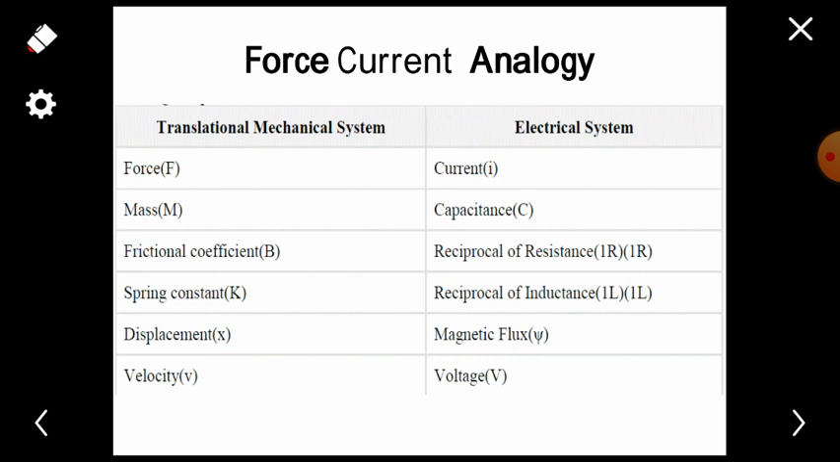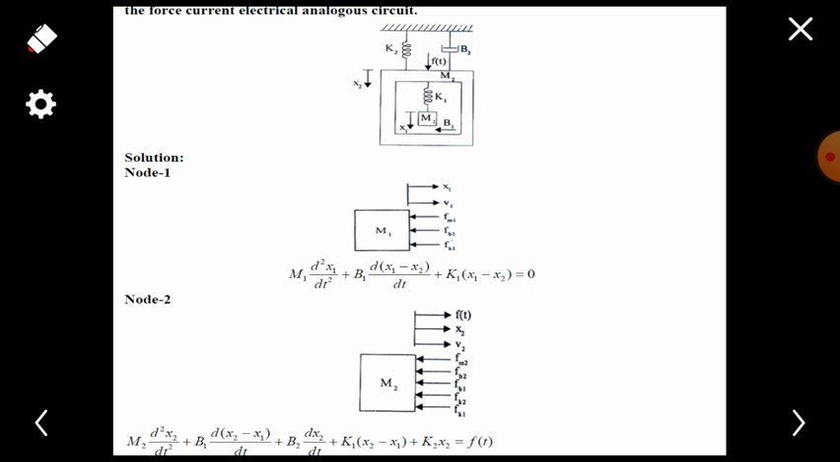Now we are going to solve problems using these conversions. We are going to solve the mechanical system to an electrical system. First problem, we are going to find the force current electrical analogous circuit for this system. Okay, so here we have mass 1 and mass 2.